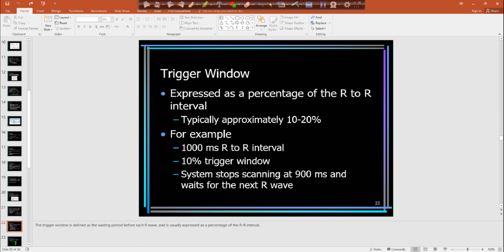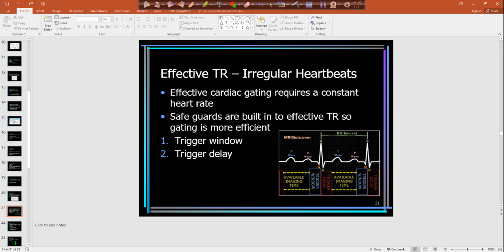So you take that effective TR, which for 60 beats per minute, remember, is 1,000 milliseconds, and you multiply it by 0.1, which is 10%. So the system stops scanning at 900 milliseconds, before that next R wave happens. Remember, our trigger window comes before that next R wave.